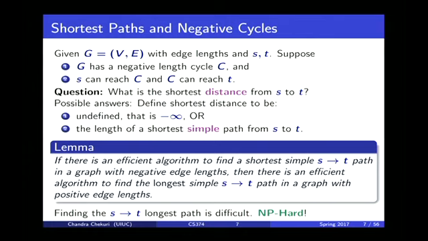While if there are negative length cycles, then the shortest walk could be minus infinity, because I can go around the same negative length cycle again and again. While the shortest path is well defined, because the path can have at most n edges. But it turns out that finding the shortest path when there are negative length edges is NP hard. So we don't know how to solve it efficiently. So instead, we will settle for finding the shortest walk length.